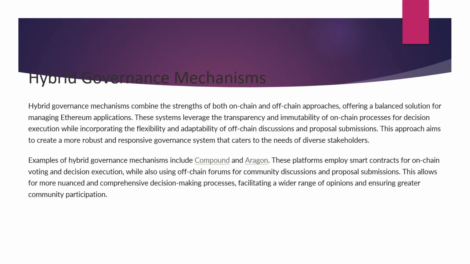And then comes the hybrid governance mechanism, which combines the best aspects of on-chain and off-chain governance. This system uses on-chain processes for decision execution and off-chain platforms for proposal discussion, aiming to create a robust and responsive governance system. Examples like Compound and Aragon use on-chain voting while facilitating off-chain discussion, ensuring a more comprehensive decision process.